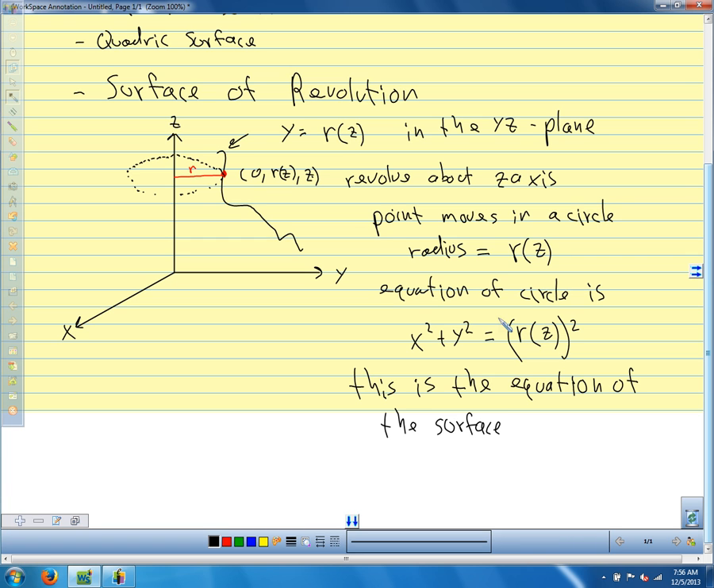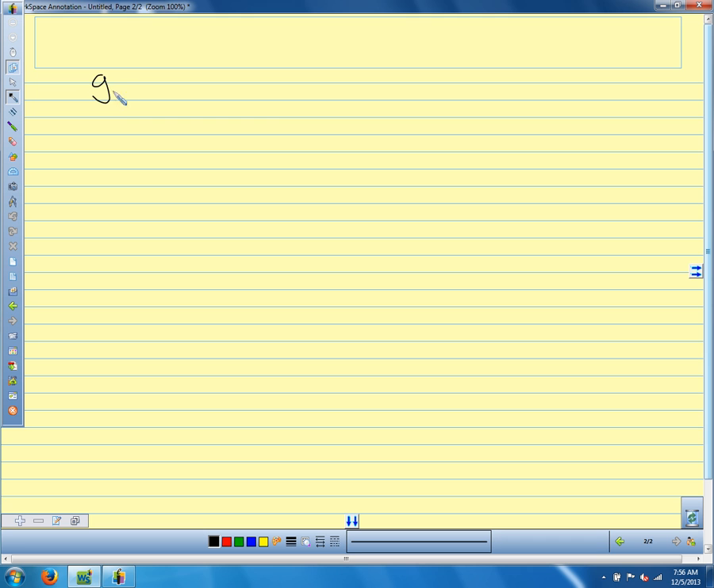So what we're going to do is generalize this argument for each of the three axes, and we can come up with the equations for surfaces of revolution about any of the axes. Does this make sense what we're saying here? So we're going to generalize this. So we get three cases.